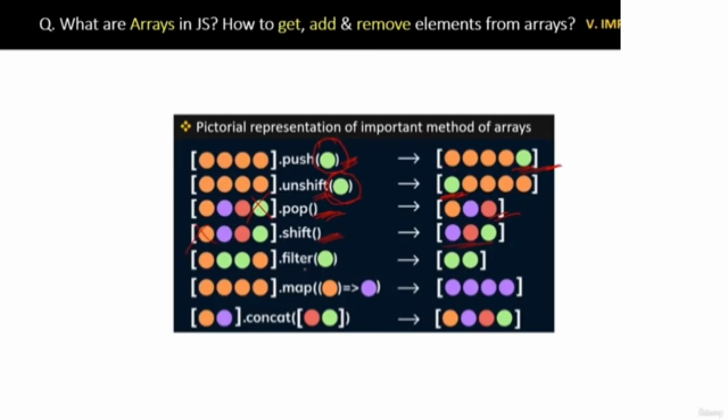Then we have the filter method, which is used to filter the array based on a condition. The map method is used to modify each element of the array. And the concat method is used to add arrays into a single array. Great. Now you know what an array is, why we need it, and what some of the important methods of it are, right? What are objects in JavaScript?